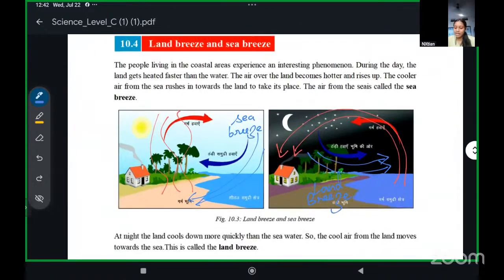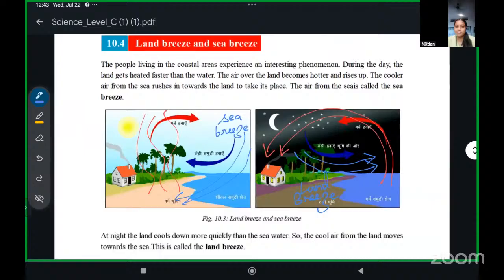Understood how sea breeze and land breeze take place? You must have heard from people living near water bodies, when cold air comes, "Oh, it's sea breeze." Ever heard that from somebody living near the sea? Sea breeze is coming. So that is sea breeze, when the cool air from the sea is coming to the land and the hot air from the land is rising up.